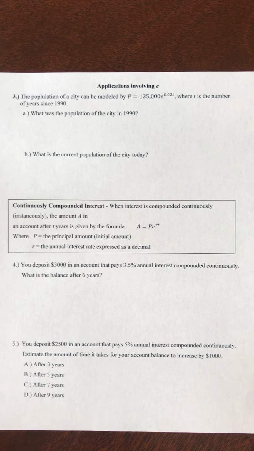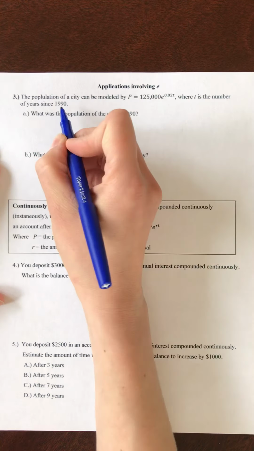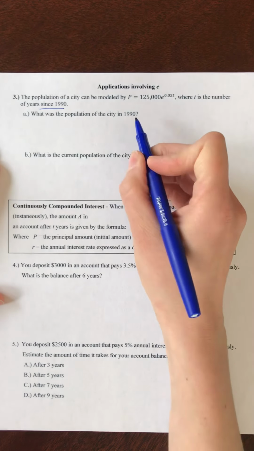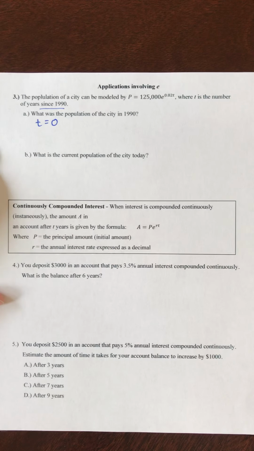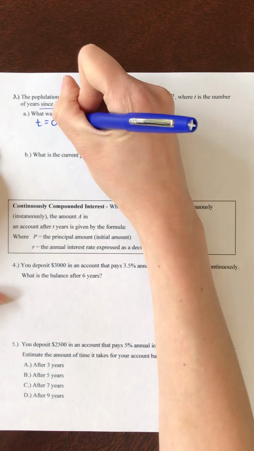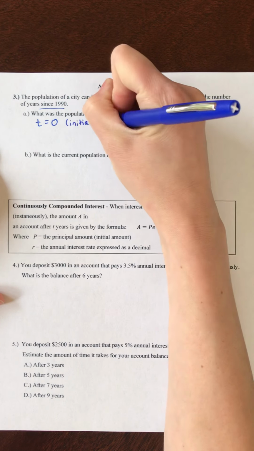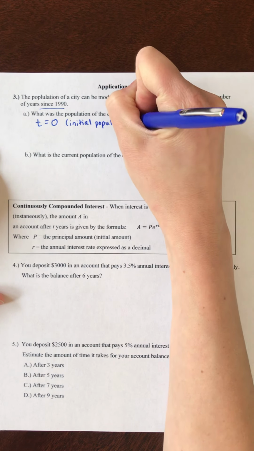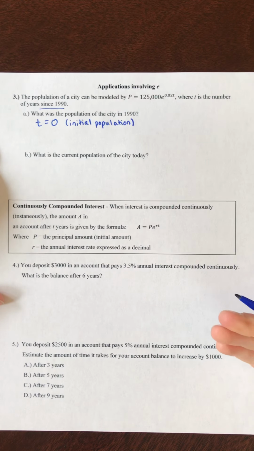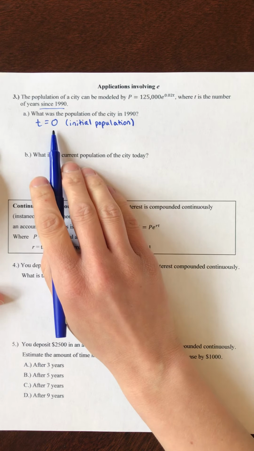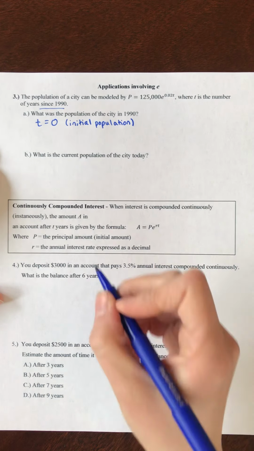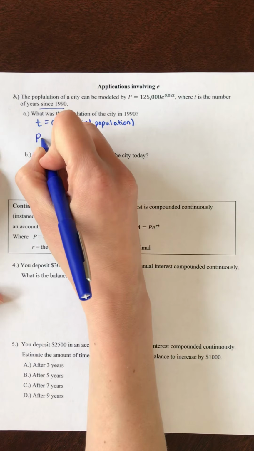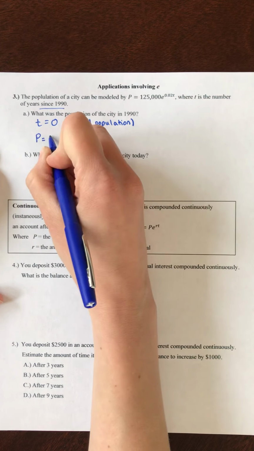So if I wanted to know what's the population of the city in 1990, we're talking about time since 1990. Well, if I'm talking about 1990, the number of years that have passed since 1990 is 0. You can also think of this as asking what's the initial population. Anytime I want to know the initial value, you're thinking, when time is 0, what was the amount we were talking about? In this case, we're talking about people. So in my equation, I'm going to replace t with 0.